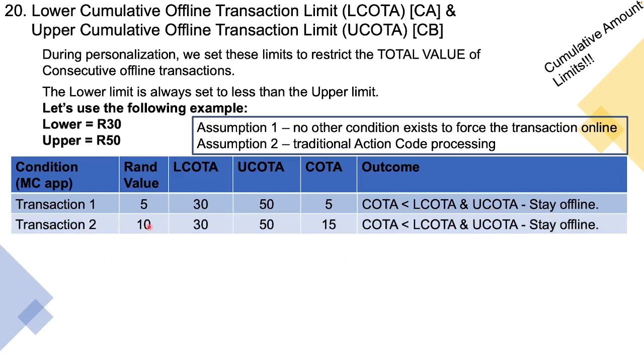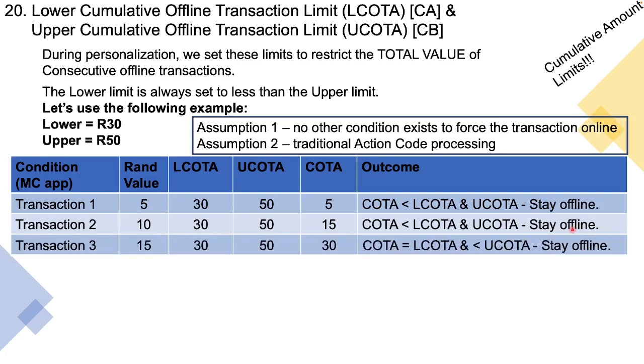Transaction 2 is 10 Rand. Okay, so if you look at the counter, it's now accumulated the 5 Rand plus the 10 Rand to get 15 Rand. Is 15 Rand less than 30? Yes, it is. Is 15 Rand less than 50? Yes, it is. You know what? We're happy. We can actually complete this transaction offline.